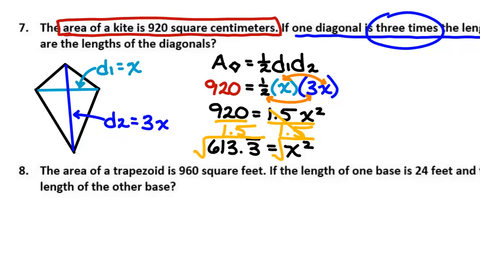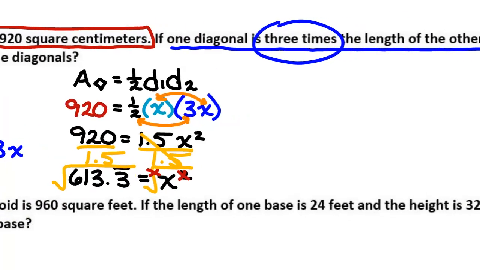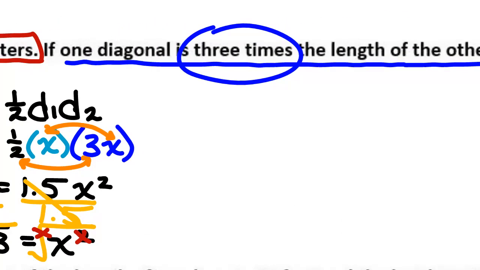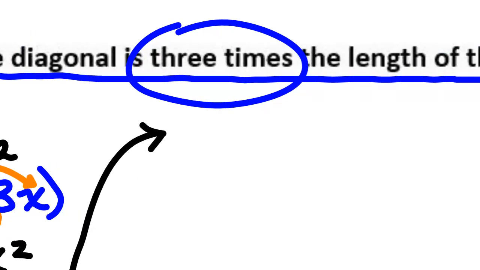So the squared and the square root cancel each other out. Over on the right, I need the square root of 613.3 repeating. 24.764. How many threes did you use when you did the 3 repeating? You only use 1. It's a repeating 3, so you need to put more than 1 three in there. So you're very, very close.